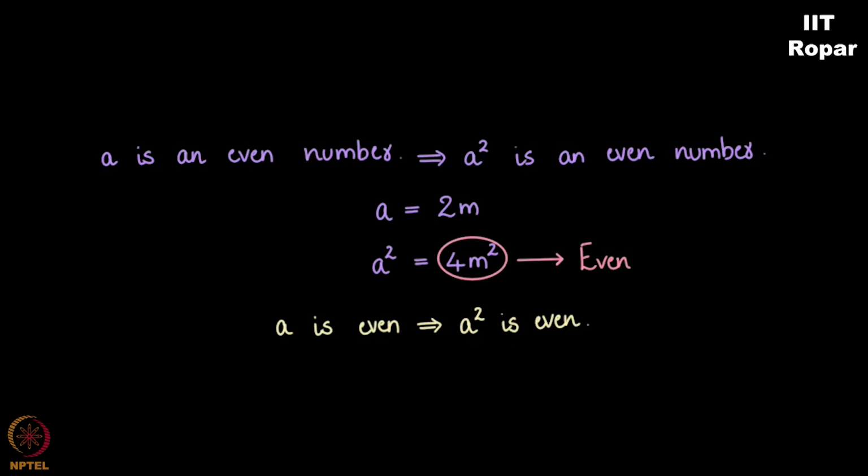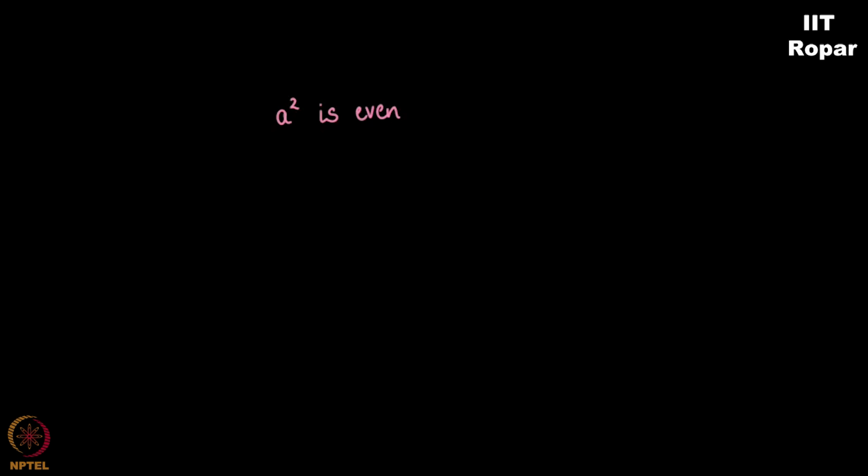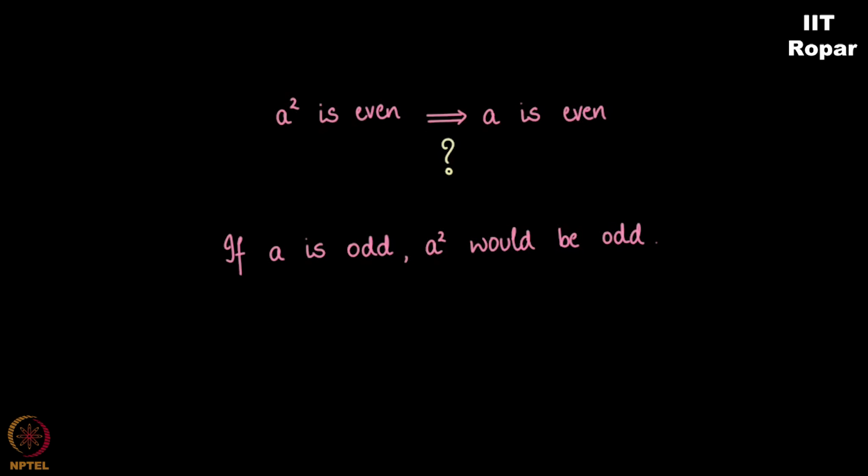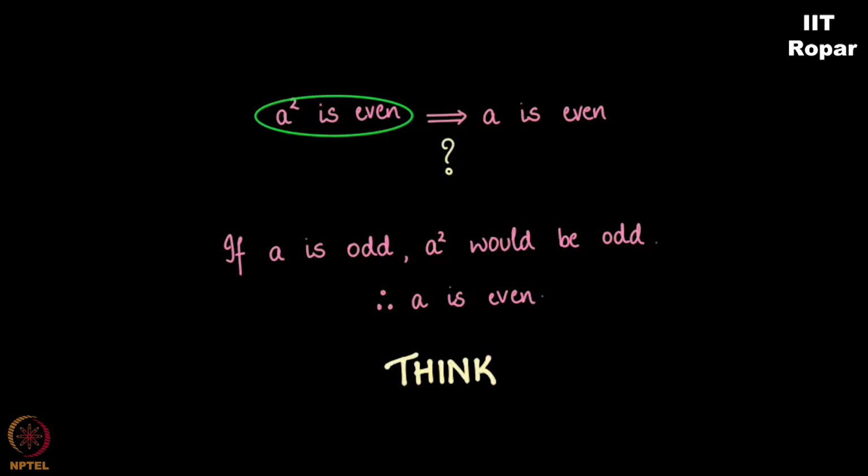Now let us ask a question. If you are given that A square is even, does it imply that A is even? A square is even indeed implies A is even. Why? If A were to be odd, the square of an odd number should be odd. If A square is even, then definitely that particular A whose square is giving you A square, and which you observe is even, means that A is even. Think about it for a minute. Take a pen and paper and then work it out. A square is even implies A is even.